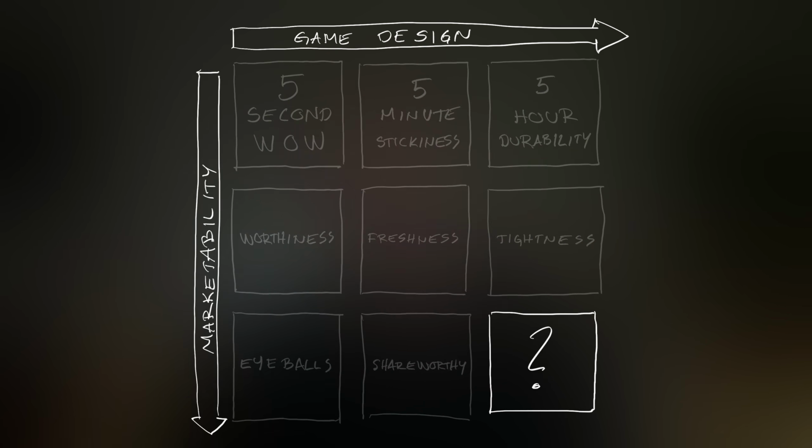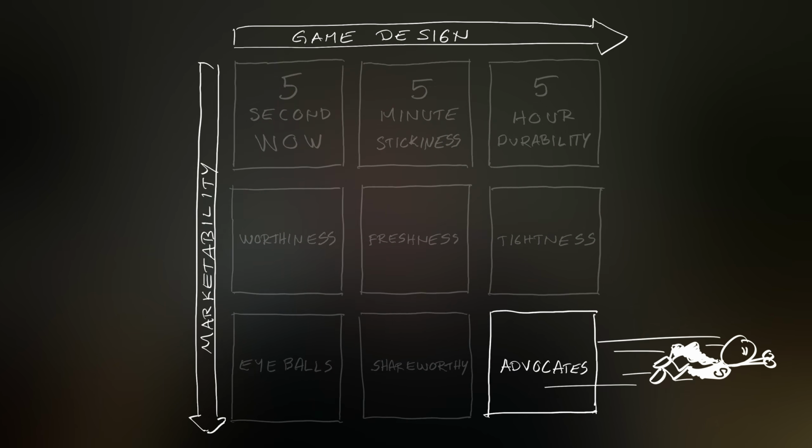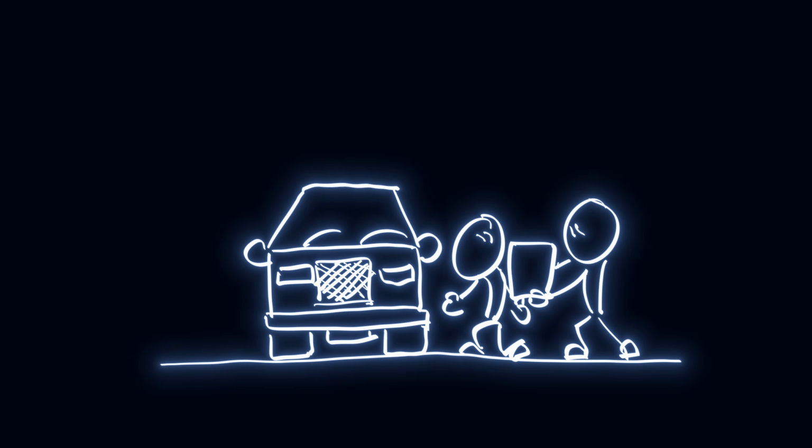Finally, in cell 9, we have advocates. They are the true fans who promote you. Make your game moddable, make a Discord, and embrace the community. Give players things to care about and welcome their help.